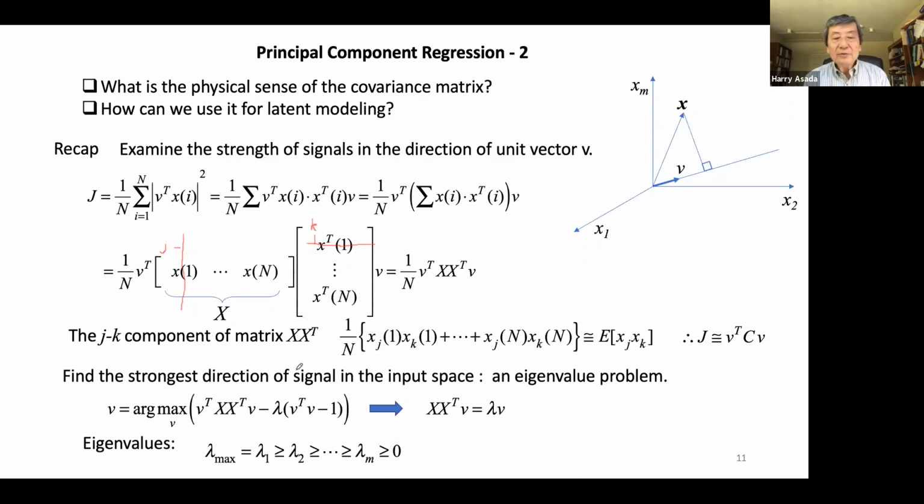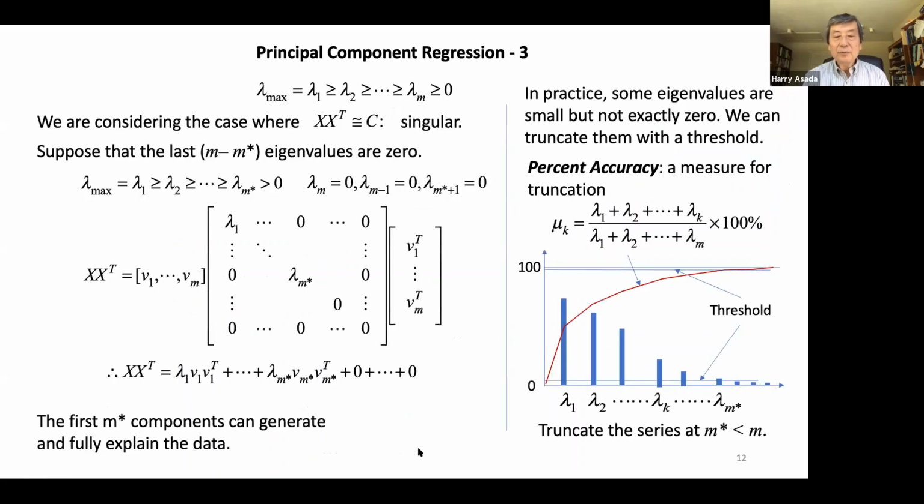And then if you want to find the strongest direction of signals, you can use the Lagrangian multiplier here, differentiate it with respect to v, and the result is C v equals lambda v. That means this v, which takes the maximum or minimum or extreme values, is basically an eigenvector of this matrix xx transpose. And you can order them from the highest to the lowest, and they are never negative; the lowest possible one is 0, right? So back to principal component regression. You have lambda 1, the largest, to the smallest lambda m, right? So now we are considering the case where xx transpose is basically the covariance C, and this is singular.